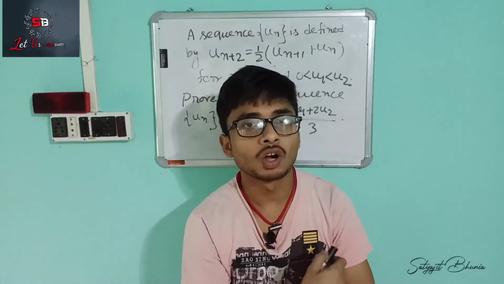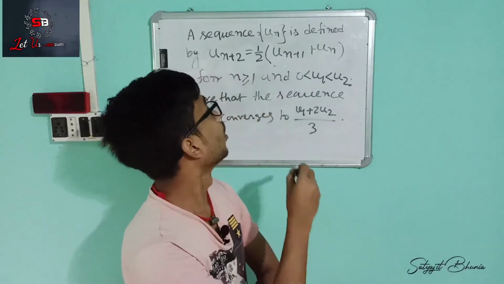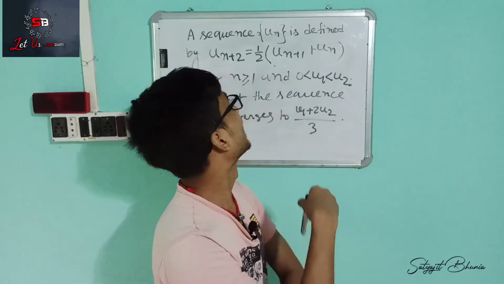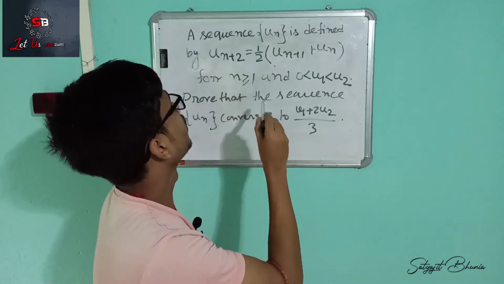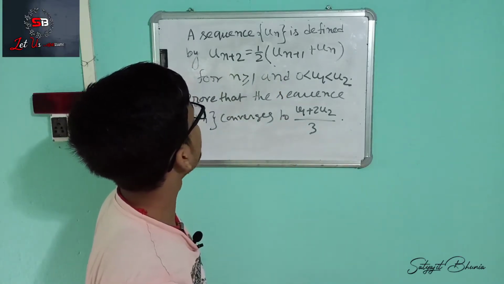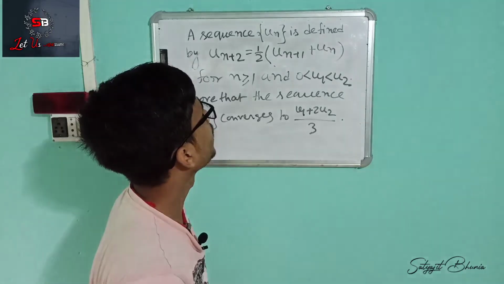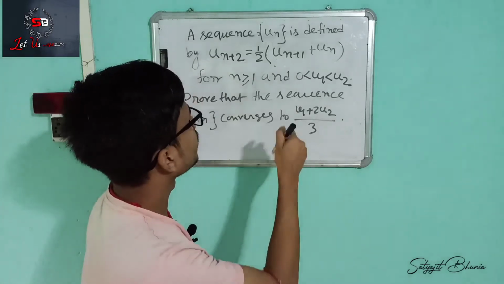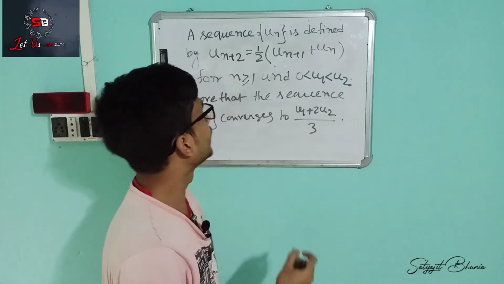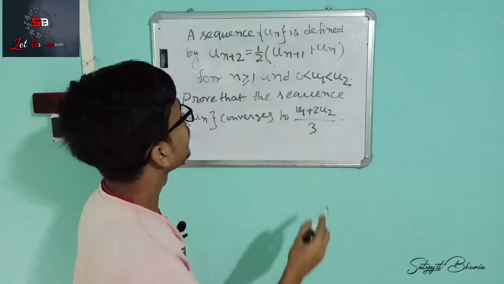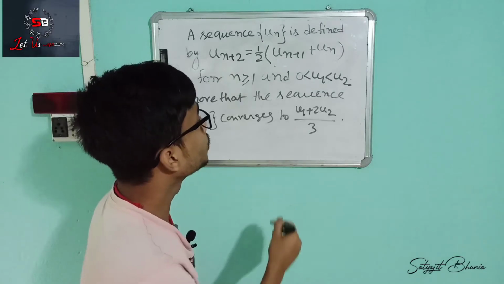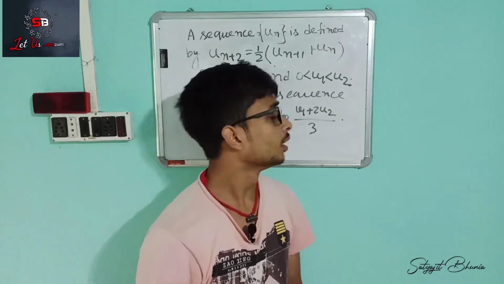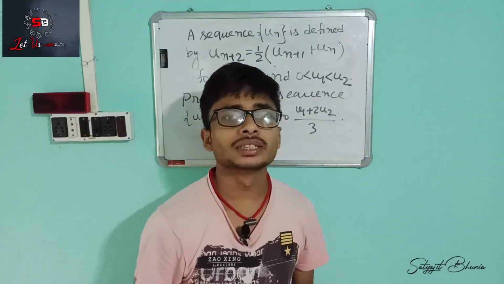Today we are going to solve an example on real number sequences. Okay, so let's start. What is the example? The example is a sequence u_n defined by u_{n+2} = half of (u_{n+1} + u_n) for all n greater than or equal to 1, and 0 < u_1 < u_2. We have to prove that the sequence u_n converges to (u_1 + 2u_2)/3. This is a very important question in the topic of real number sequences.